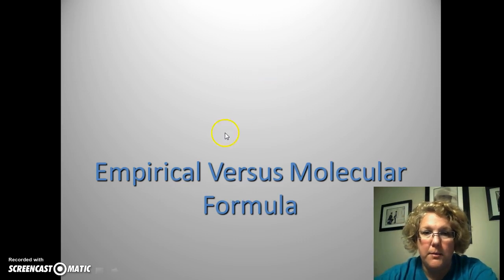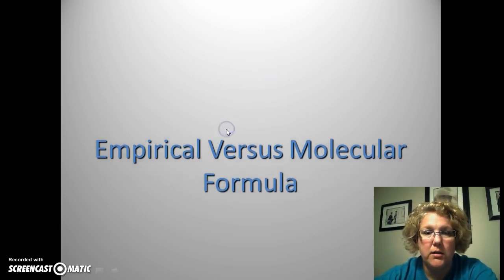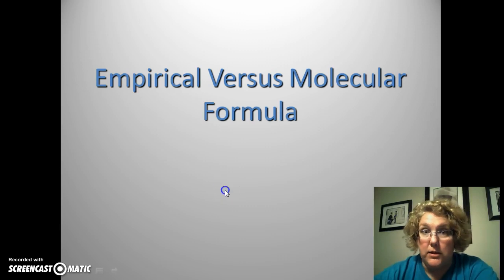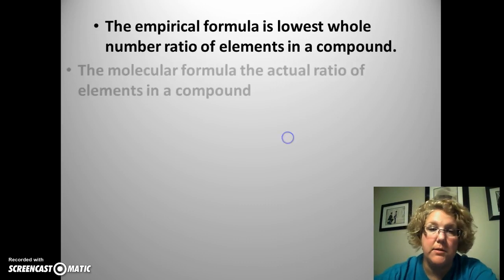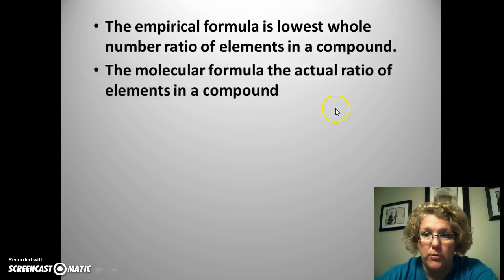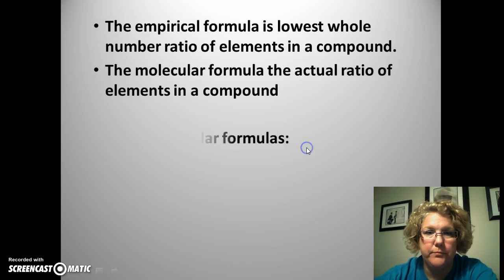All right, empirical versus molecular. We just need to know what those words mean. The empirical is simply the reduced formula. It's the lowest whole number ratio. The molecular may be the same thing, or it might be twice as big or 3 times as big. It's the actual true ratio.